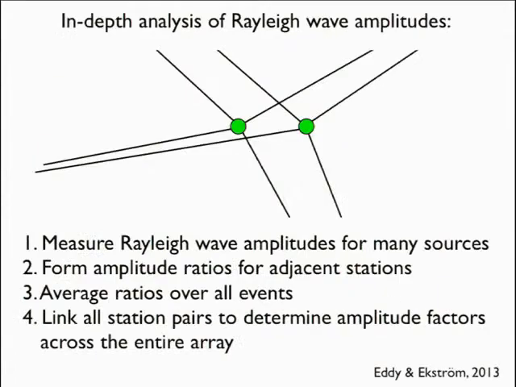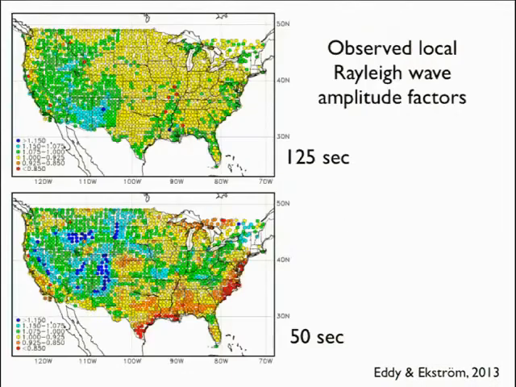Now, Celia Eddy has a poster about this, but we have also looked at this in more detail, looking at amplitudes recorded on adjacent stations, where you can remove a lot of the propagation effects, the earthquake radiation patterns, and so on, and just look at the relative amplitude on the two stations. So you measure Rayleigh wave amplitudes for many sources at all stations. You form amplitude ratios for nearby stations. You average those ratios over a lot of events, and then you link together all of those ratios to get a map that tells you about the whole array.